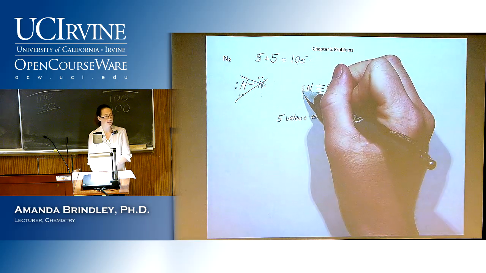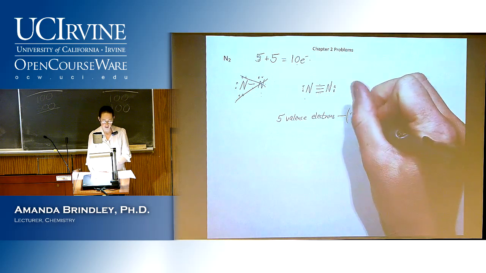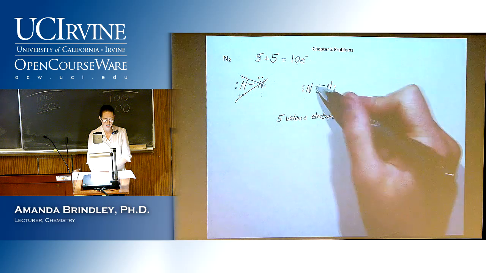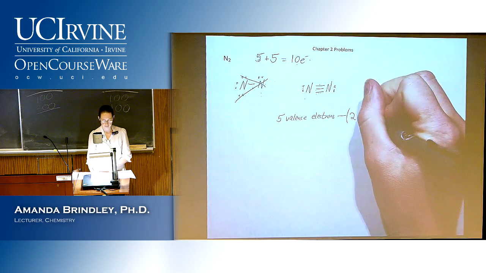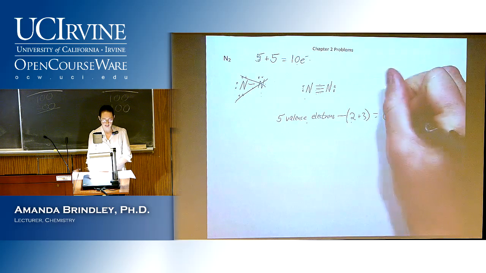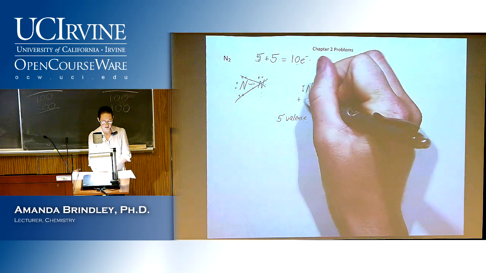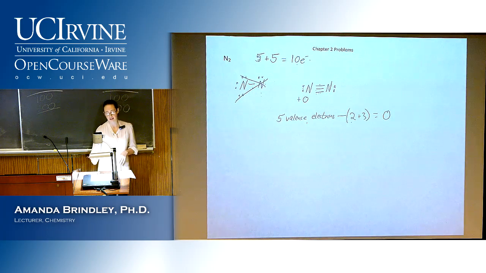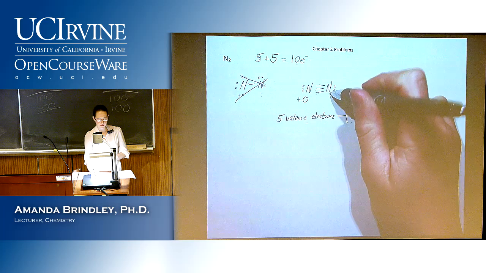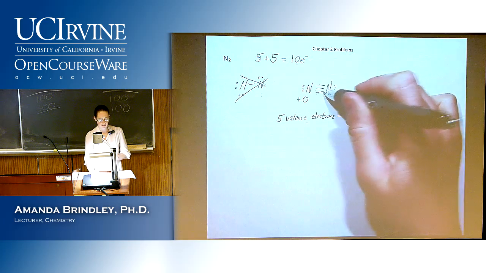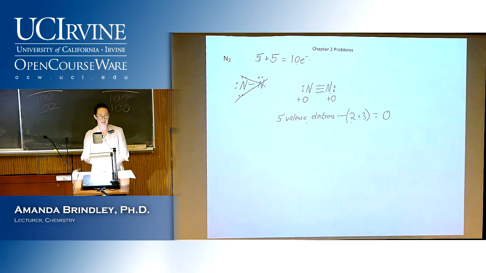So anything in a lone pair is its own. So it has 2 from the lone pairs. From the bonds, it only gets 1 from each bond. So 1, 2, 3. So you have 5 valence electrons minus 5 is 0. So this nitrogen's formal charge is 0. Now, if you go to the other nitrogen, the exact same thing happens. It has 5 valence electrons. It has 2 electrons that are in lone pairs, and it gets 1 from each bond. And so that nitrogen is going to be 0 as well.